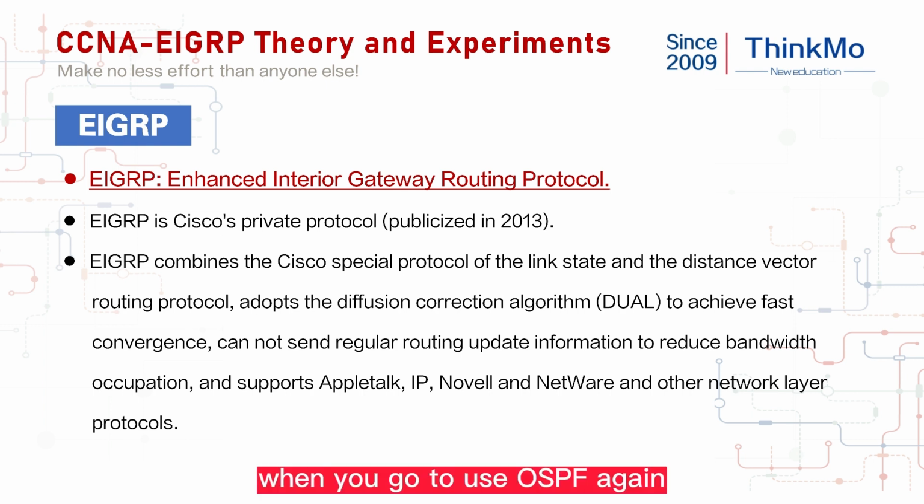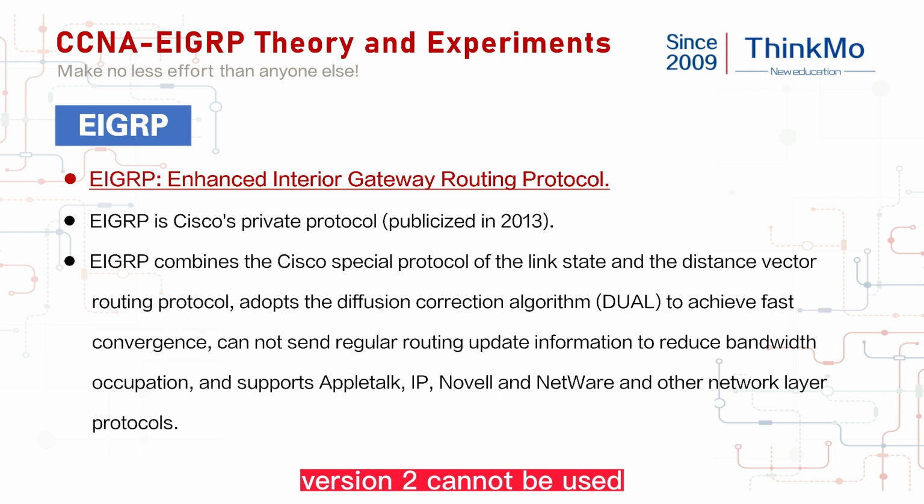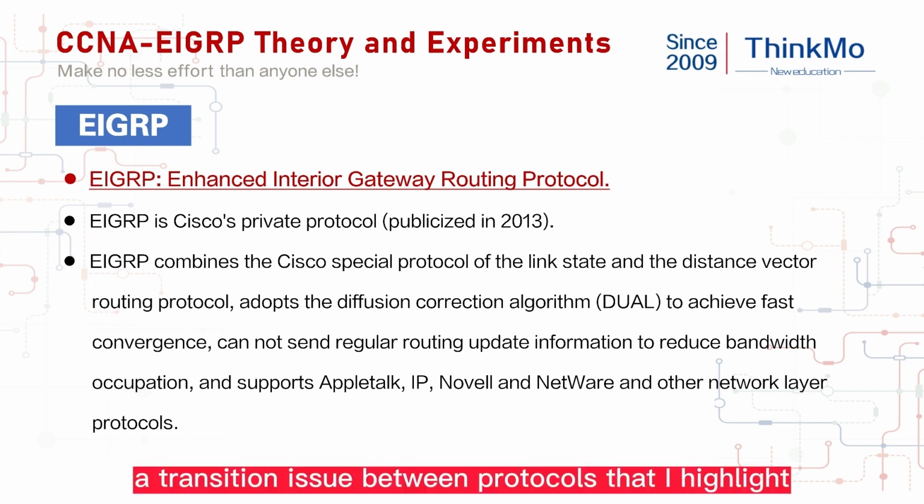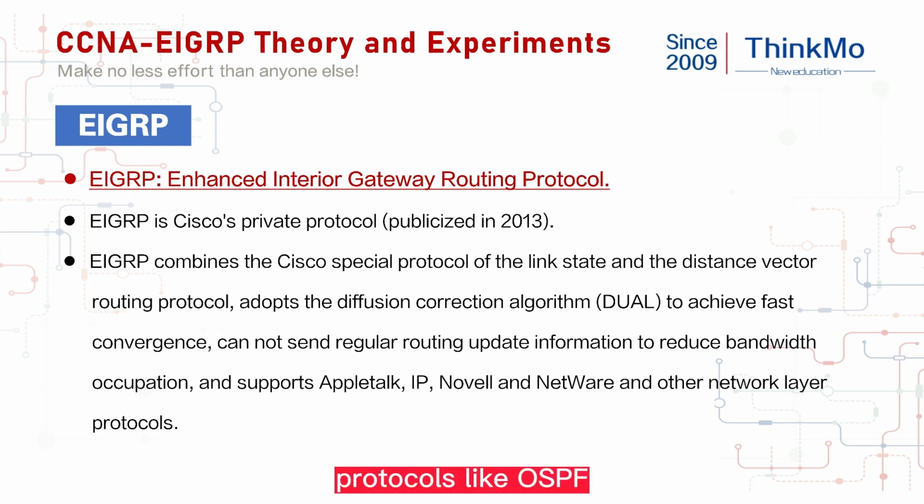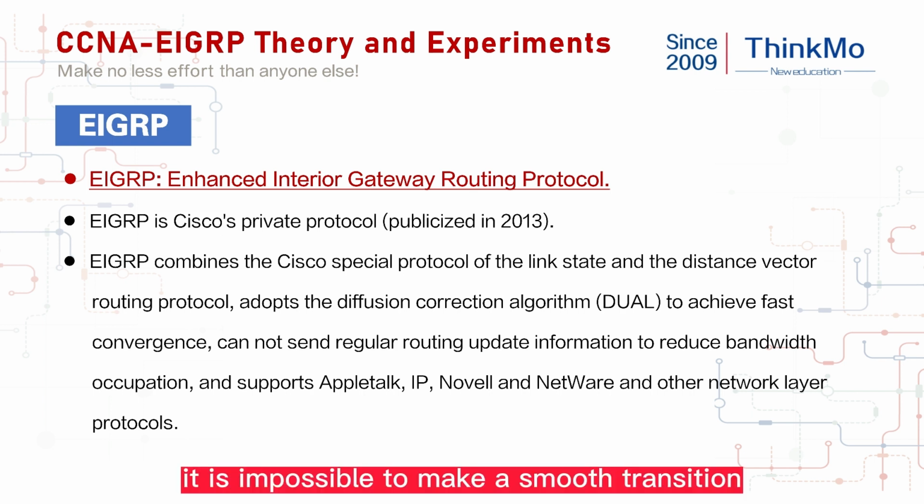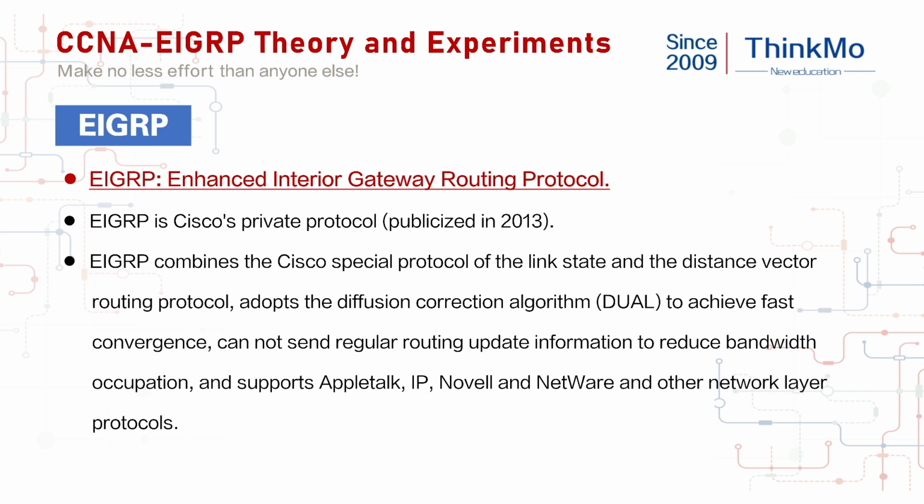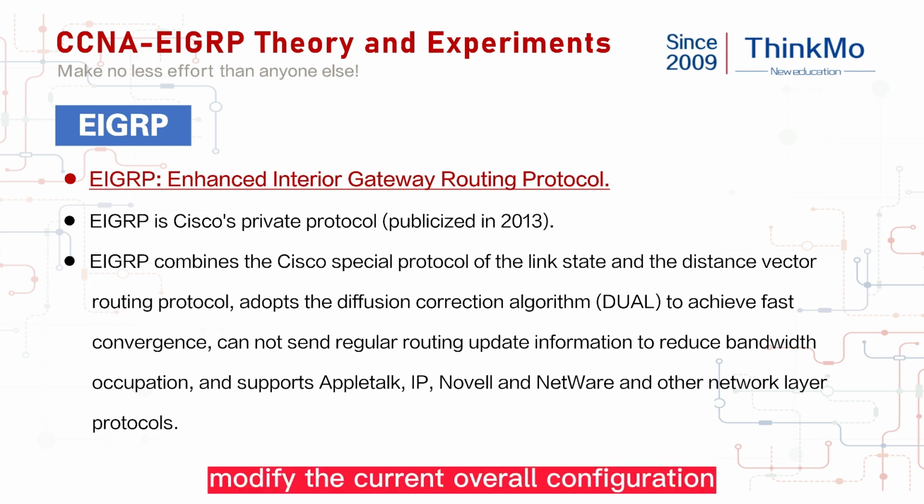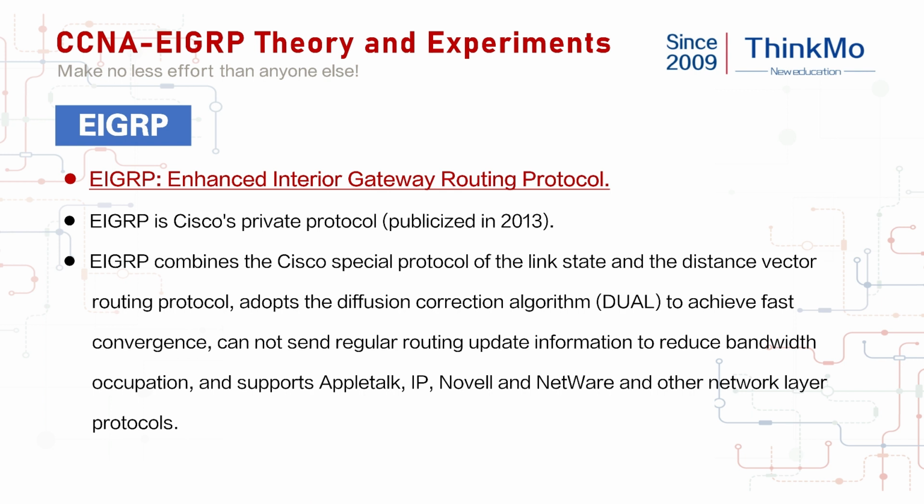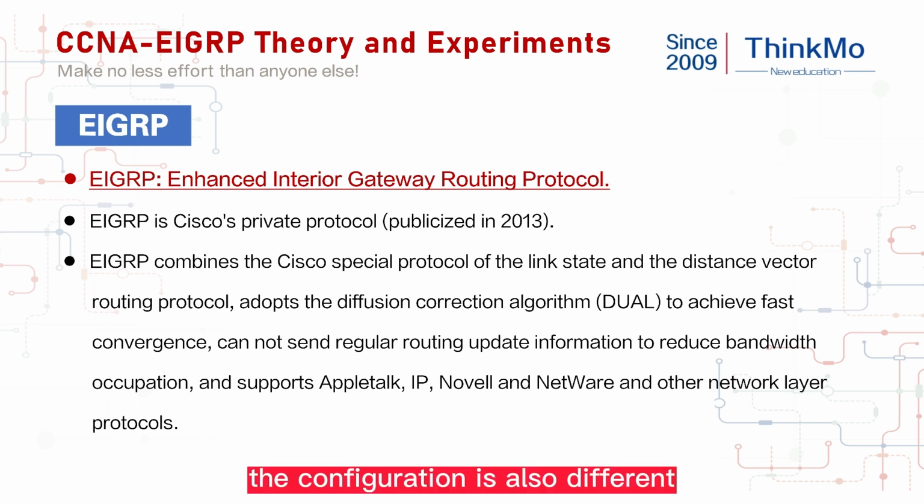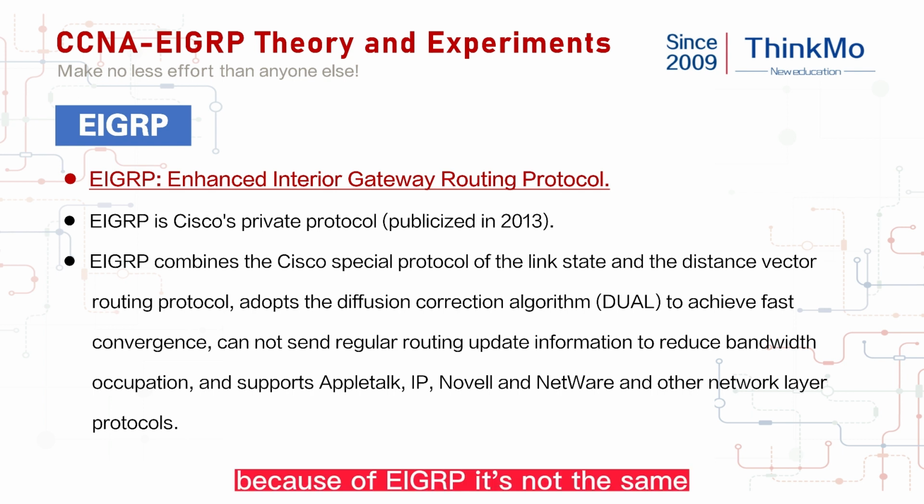But for the present process, if it really came to that age, and IPv4 has really migrated to IPv6, when you go to use OSPF again, version 2 cannot be used, you can only use version 3. That is a transition issue between protocols that I highlight. Protocols like OSPF cannot make a smooth transition. You have to completely modify the current overall configuration, because the version is different, the configuration is also different. It has no way of smooth transition. But why bring it up and talk about it? Because EIGRP is not the same.